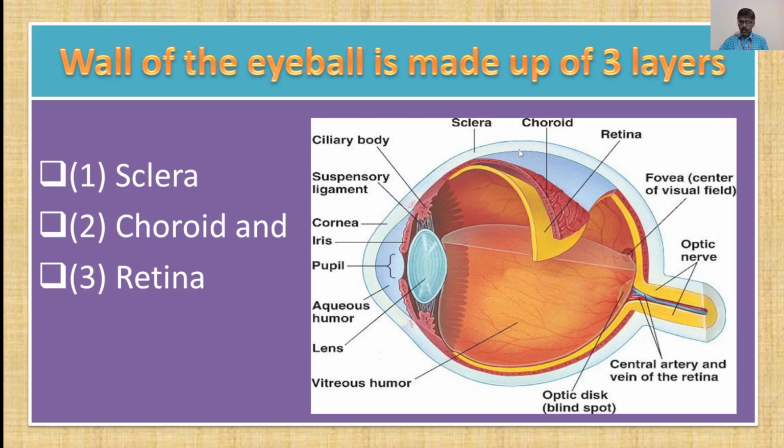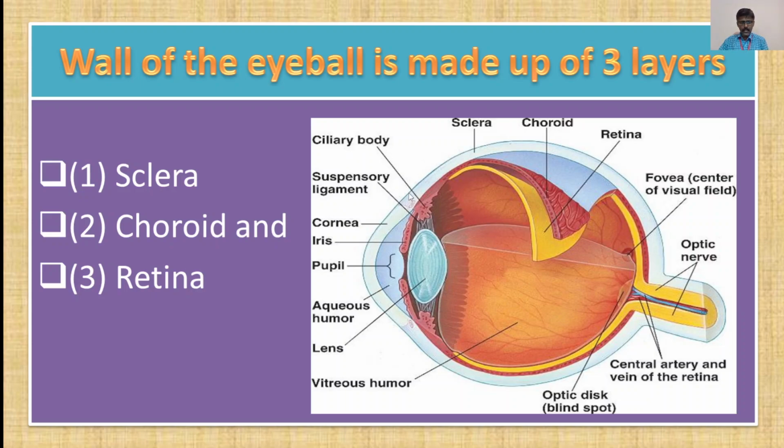This is the outermost layer, called the sclera. Then the inner layer, which is cut open here, is the middle layer, called the choroid. And the internal layer, which is the innermost, is called the retina. So all of you know the labeling and meaning of these layers. The first is the sclera, the second is the choroid, and the third is the retina. Now other labels you are watching here.